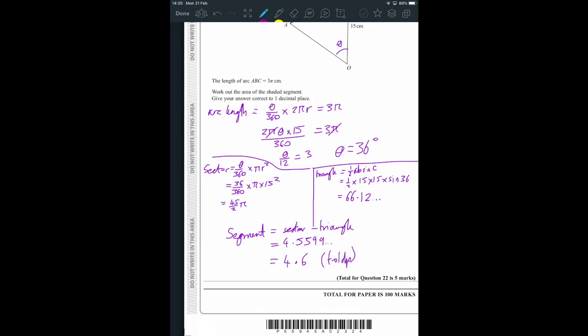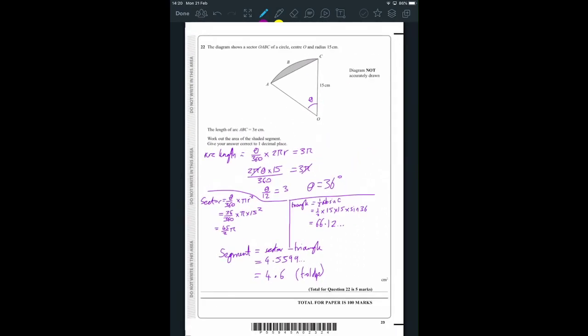Again, we're checking, does that number look roughly correct? Segments often are quite small. So with a side length of 15, having a very small segment less than 5 seems reasonable. If I got that as 46, I would have had to worry a little bit more.